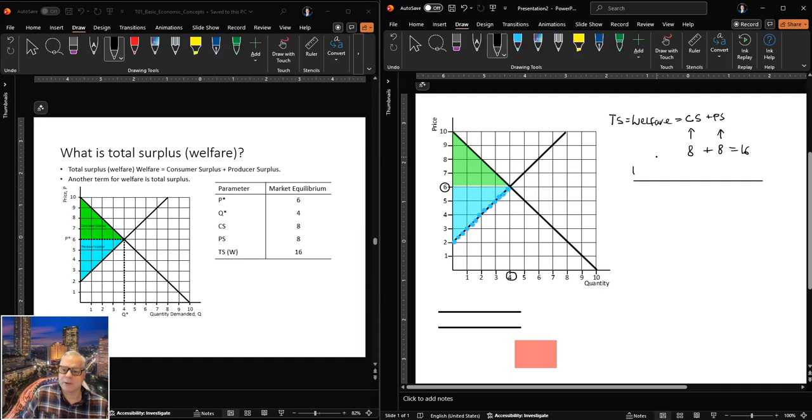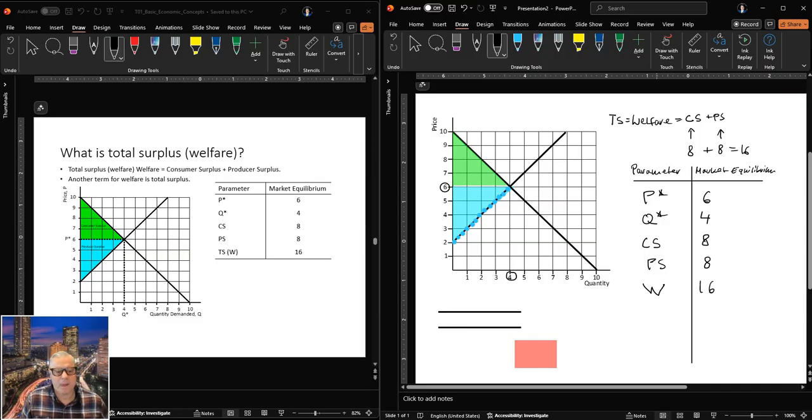So we have a table, we have our parameter, and in the market equilibrium, the equilibrium price we said is 6, P star 6, then the equilibrium quantity is 4, then consumer surplus is 8, producer surplus is that blue triangle, that's 8, so total welfare or total surplus is 16. Okay, so this is what we need to keep in the back of our mind.